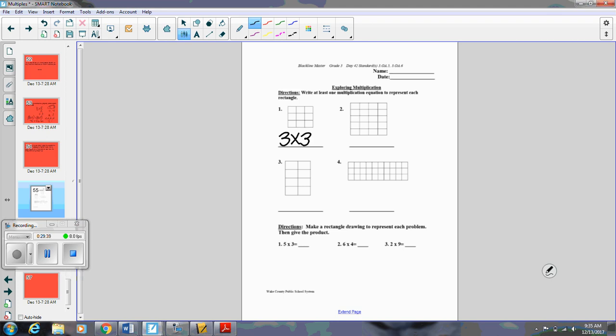If I counted all those boxes, how many boxes should I have? 9. You guys are saying 9. Why? Yes, you could count them all, but why do you know it's going to be 9? Cheyenne? Because if you skip count three times, 3, 6, 9. Yes, if we skip count, we know that it's going to be 9. All right, let's look at number 2. How many rows? How many columns?